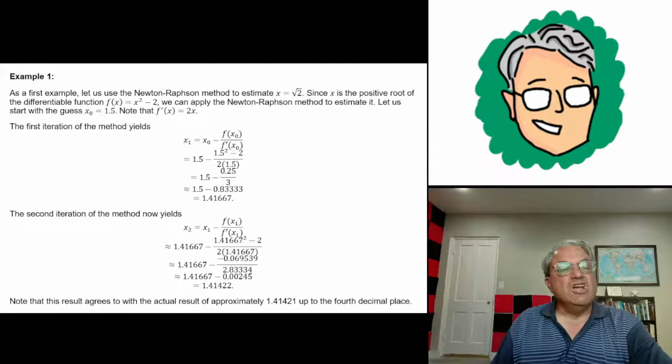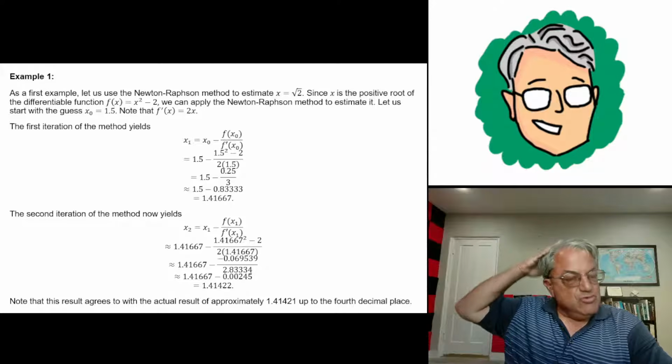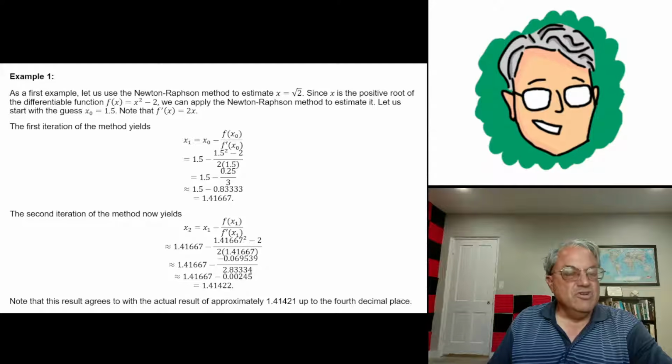And how can we use Newton-Raphson to estimate the square root of 2? Well, we first have to find a function that it's a root of. I think it's pretty easy to see. x squared equals 2, so if f of x equals x squared minus 2, then the square root of 2 is a root. As a matter of fact, it's the unique positive root. Of course, there's another root, which is the negative root, minus the square root of 2. But we don't care about that root. As long as our initial guess is kind of close to the square root of 2, we're fine.